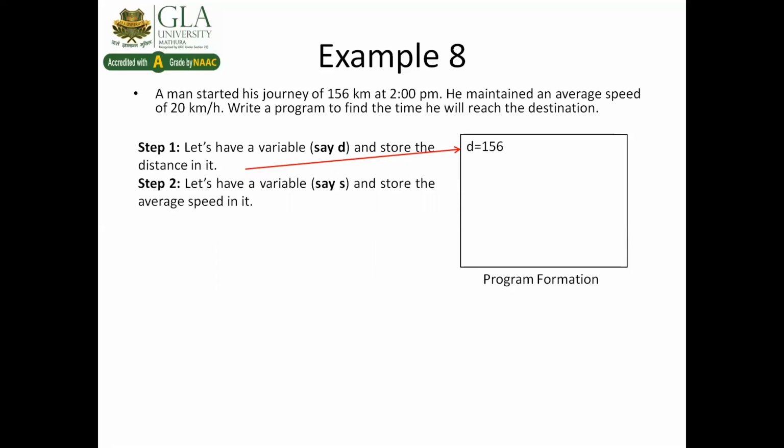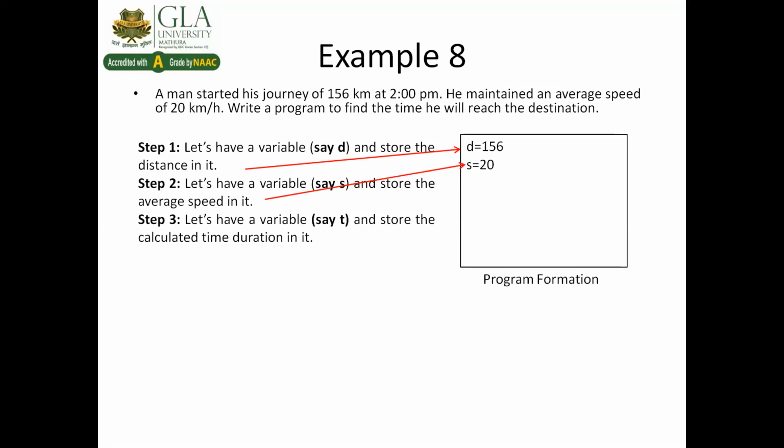Let's have a variable s and store the average speed. Because the average speed is 20, I'm going to write s equal to 20. So s will be storing 20 kilometers per hour. Now I want to find the time. The formula I'm going to apply for time, when the values of distance and average speed are known, is t equal to d upon s.